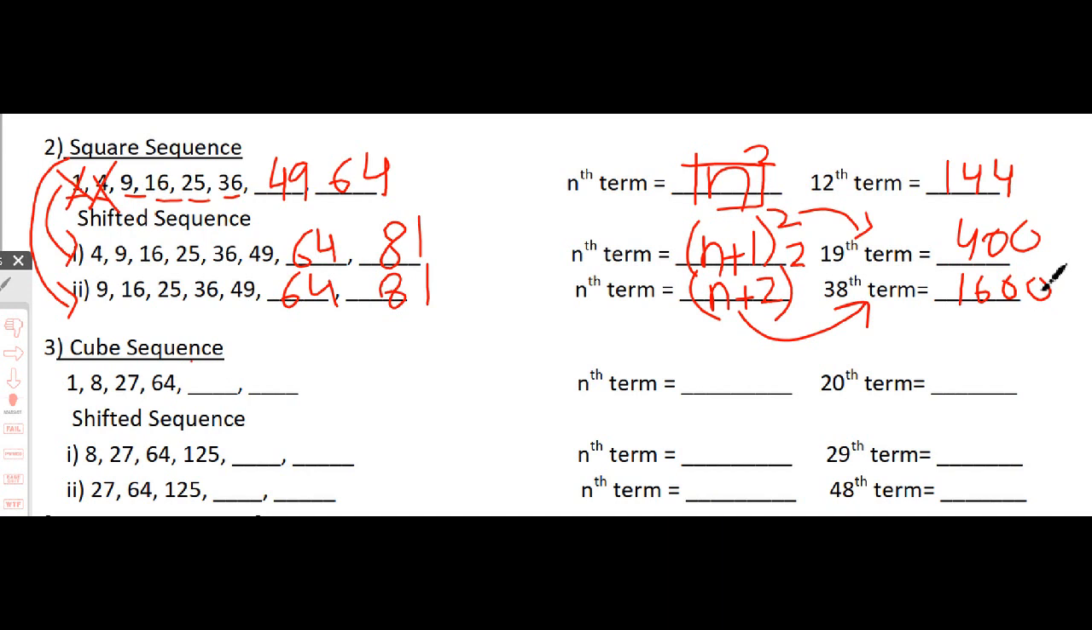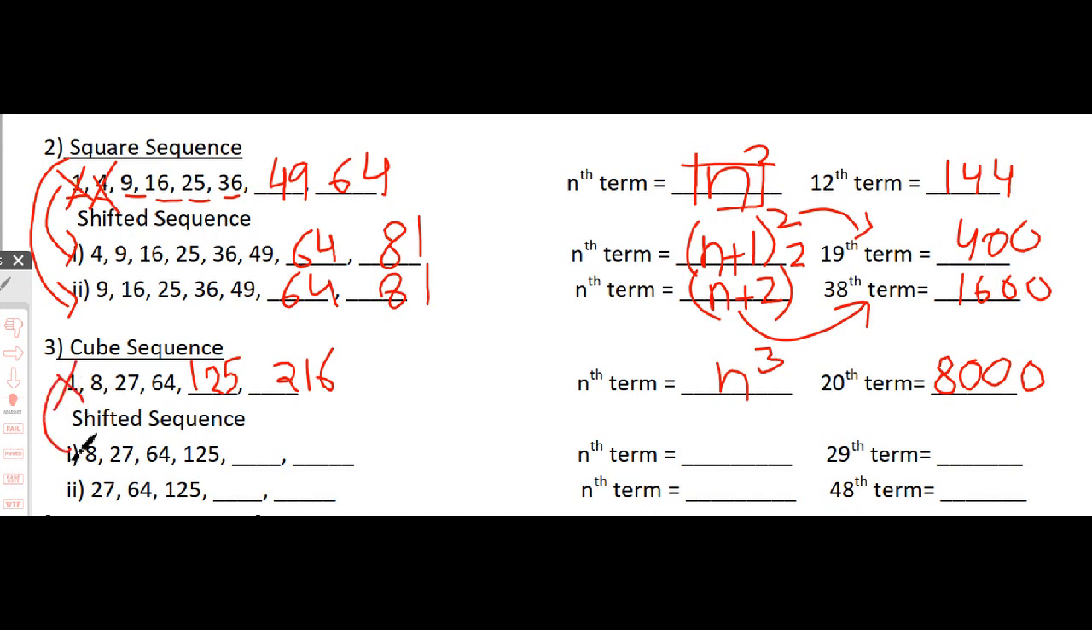Cube sequence: the first term is 1 cube, the second term is 2 cube, the third term is 3 cube, the fourth term is 4 cube. So the fifth term will be 5 cube, which is 125. The sixth term will be 6 cube, which is 216. So nth term will be n cube, and the 20th term will be 20 cube, which is 8000.